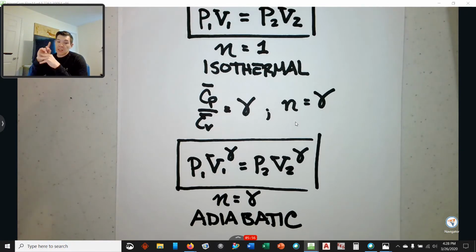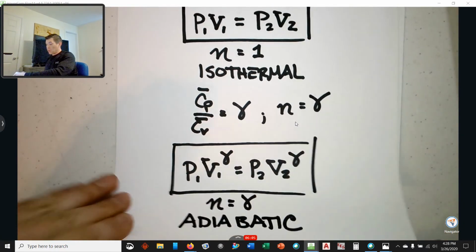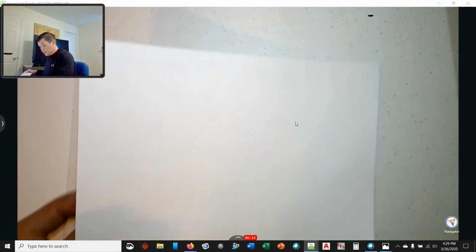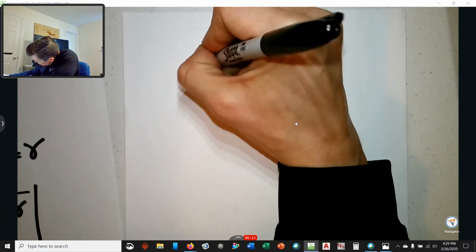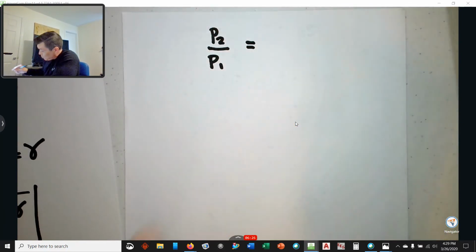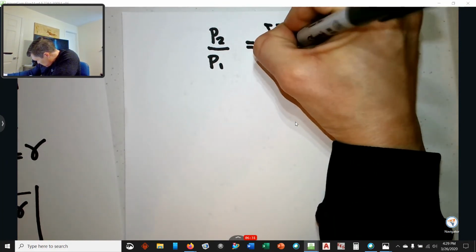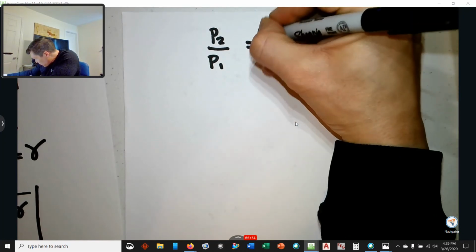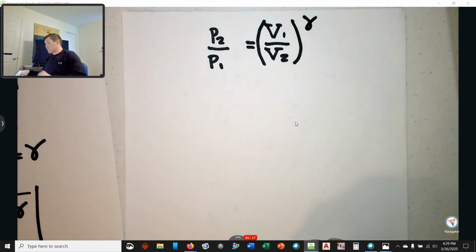So using this, we can now write P1 and V1 as a ratio. We can write P2 over P1 equals V1 over V2, both raised to the gamma power.